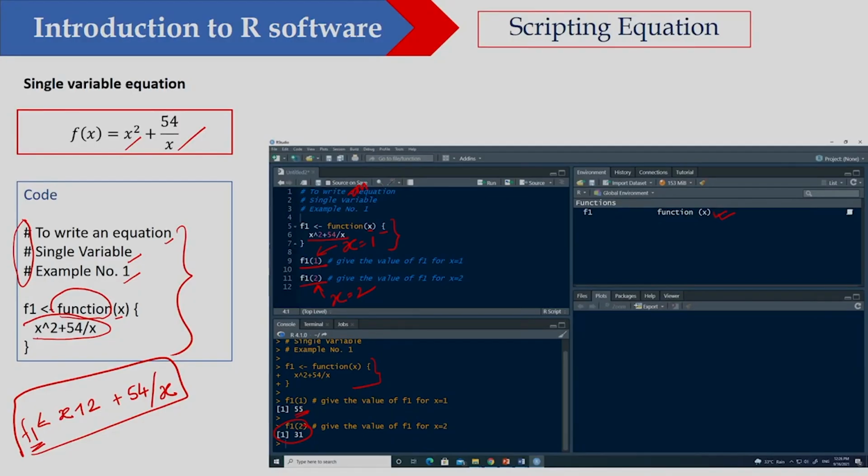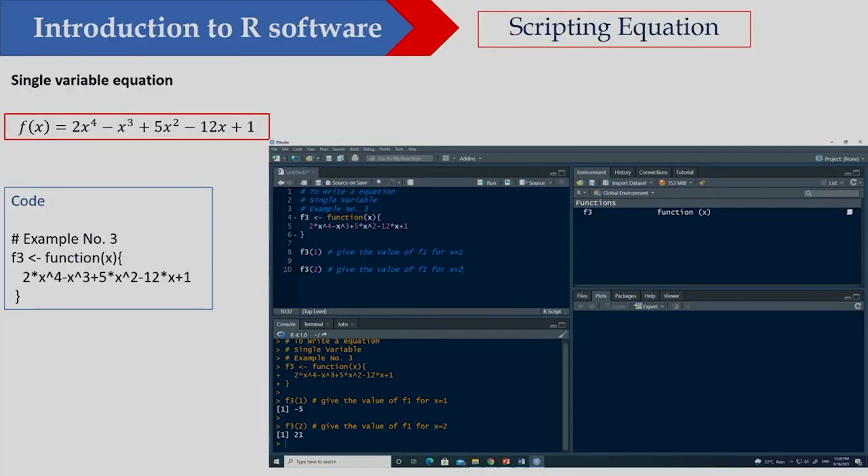I hope this is clear to you. Suppose I need to calculate the value of f1 for x equal to 5. I will write f1 and then 5. If I execute this, I will get the value of this expression or function for x equal to 5. I hope this is clear to you.